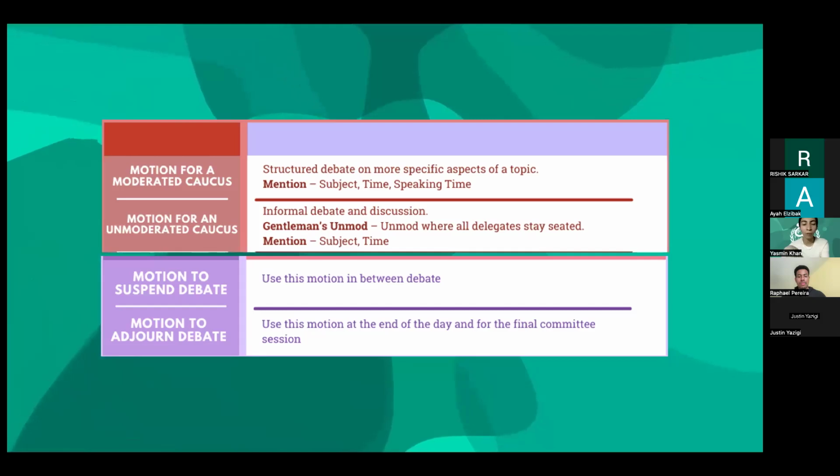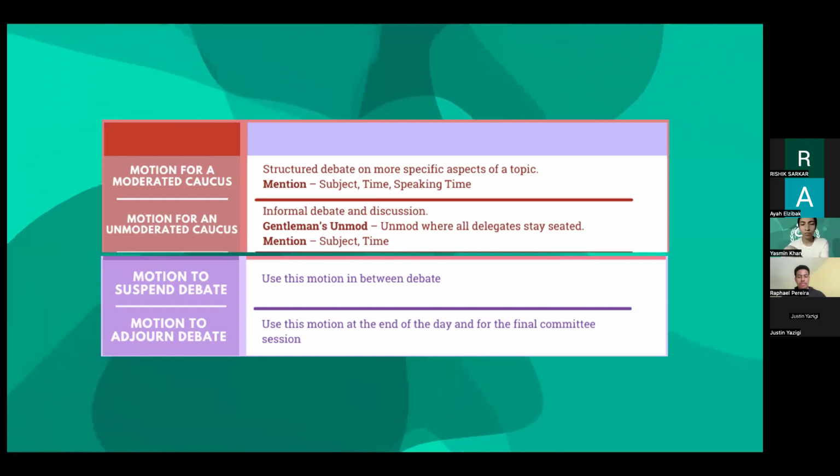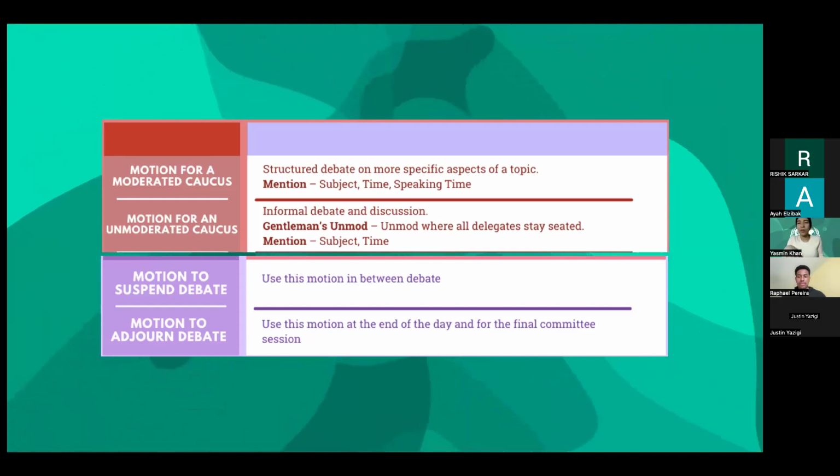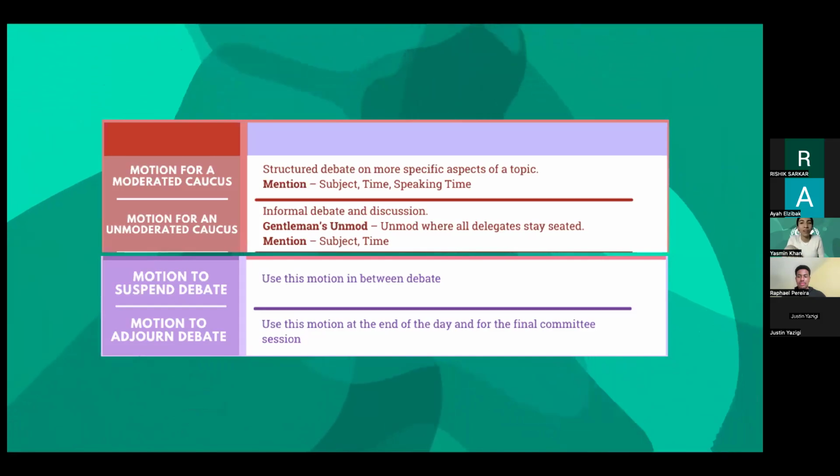So it says in the blocks that motioning to suspend debate means you end the motion, right? So you use this motion in between debate. The way they're saying it is that, let's say you're in a discussion, let's say you're in a moderated caucus, right? And it's kind of getting dry. No one's really raising their placard. No one really wants to talk. It's bland. The group chat is dying, okay? So you feel like ending the discussion is appropriate.